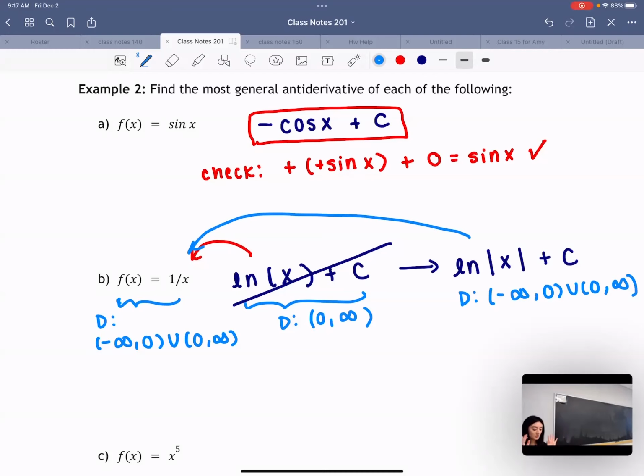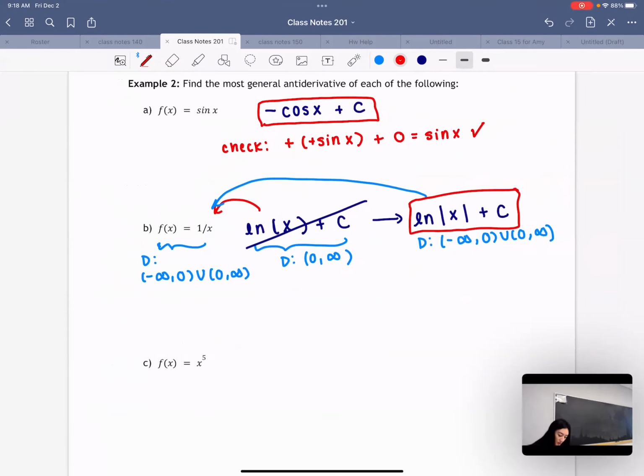So 1 over x is kind of special here. The derivative of ln of x is 1 over x, but going from 1 over x to the antiderivative, we do have to put an absolute value sign here. So this one's kind of special. All right, any questions on the natural log or 1 over x? All right, why don't we try x to the 5th?